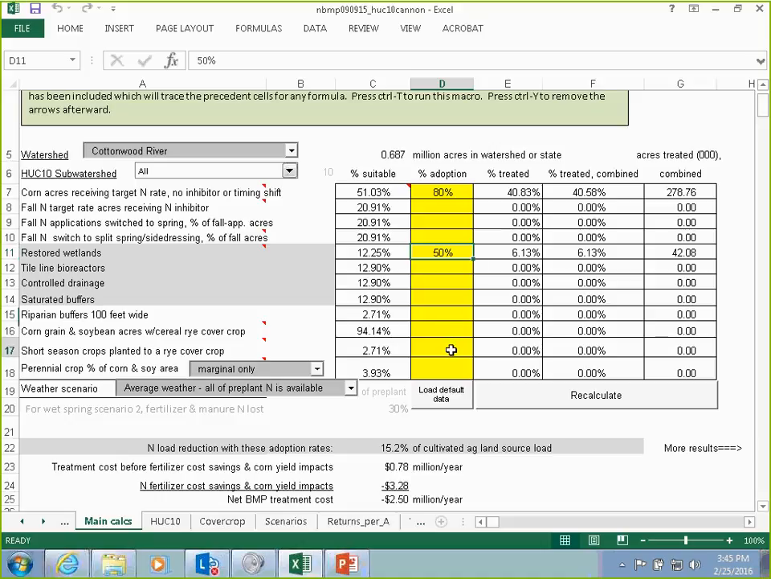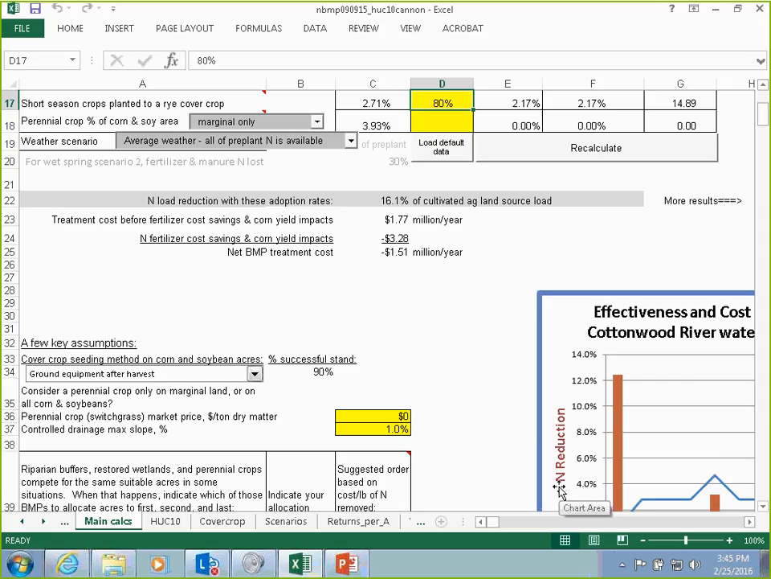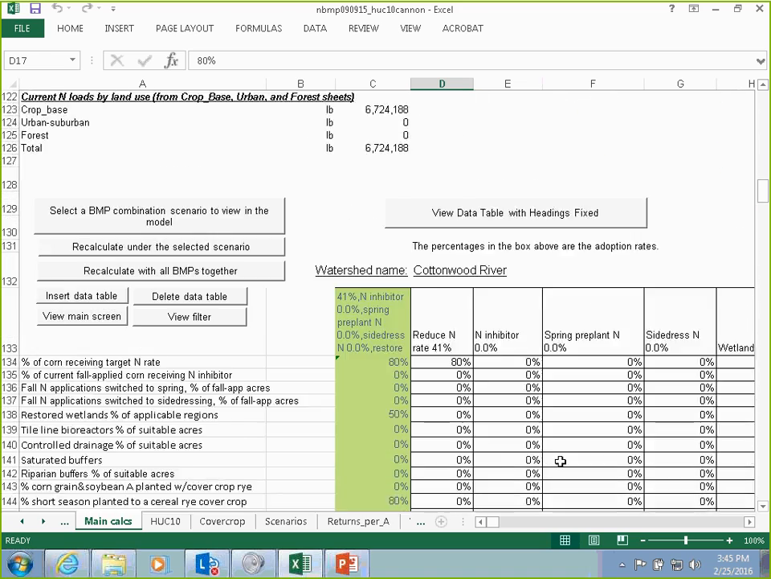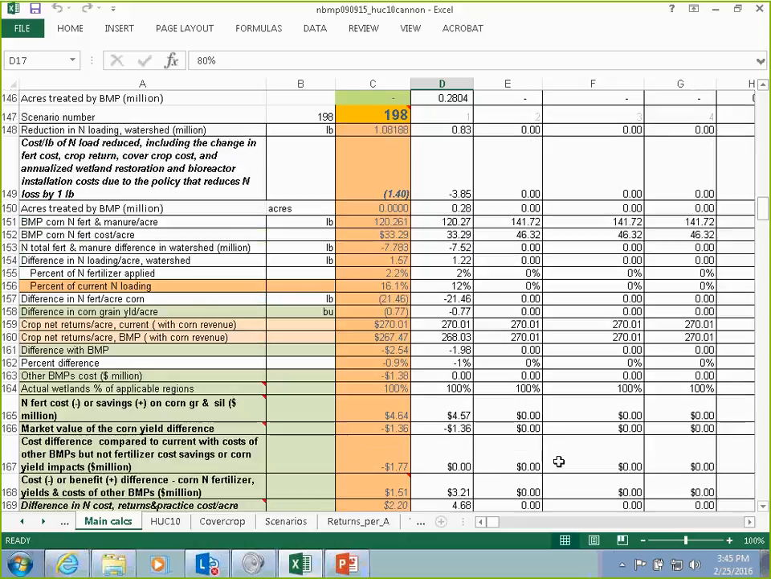Now let's say we want to get a little closer. Let's say we want to put some cover crops on the short season, the early harvest crops, and we want to do that on 80% of those short season crops. So we do that, and we boost it up to 16%. So you get the idea. You can add BMPs, look at different scenarios, different adoption rates, real quickly get an estimate of the fraction reduction and the estimated cost. Now there's a lot more behind it. There's some graphic outputs, and there's much more detail in terms of the outputs, including pounds of reduction, not just percentage, and many other things that I'm not going to get into.